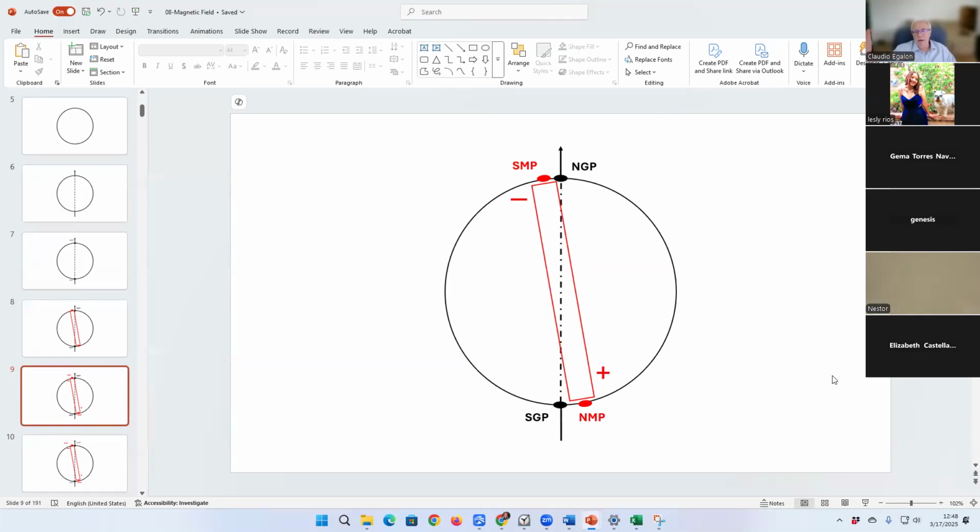Every now and then, every 100,000 years, this polarity of the magnets flips back and forth. Scientists have found that out. They have evidence for that. Okay? So let's write it down too.